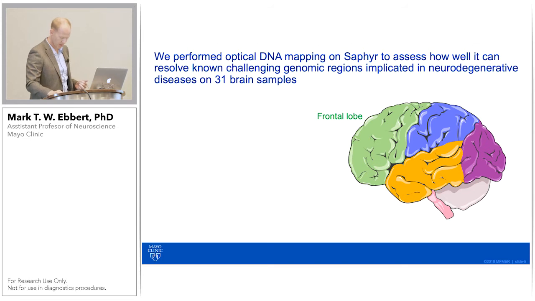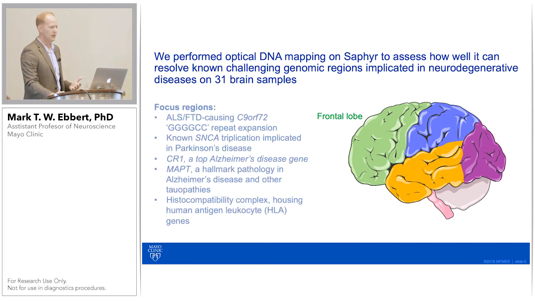I want to show some of the data that we've been generating. We performed optical DNA mapping because we wanted to look at some of the challenging regions. And this is across 31 brain samples, all from the frontal lobe.